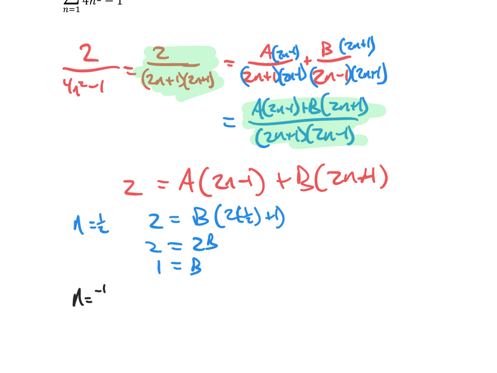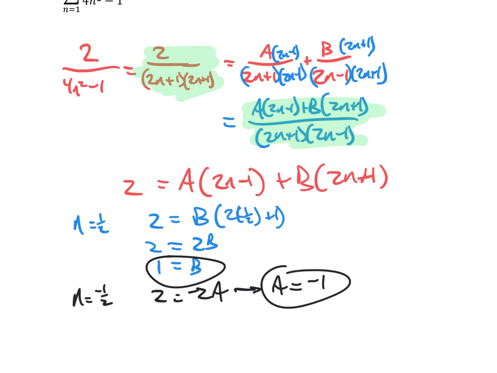Let's let n equal negative 1/2, and kind of the opposite happens. Negative 1/2 will give us 2 times negative 1/2, which is negative 1, so this is negative 2A. And when you plug in negative 1/2 here, that makes 0, and the B goes away. So this tells us that A is negative 1. Divide both sides by negative 2.